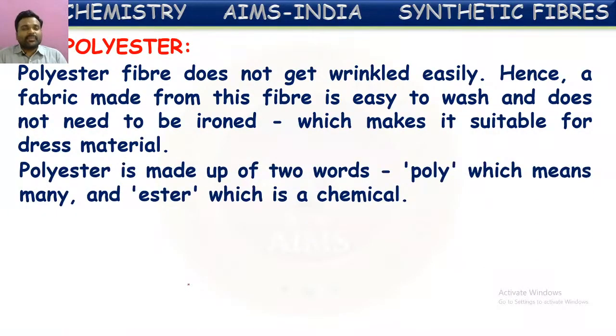Next, the name polyester is made up of two words. They are poly, which we already mentioned in terms of polymer. Poly means many, and ester is one of the chemicals. So the chemical ester is combined chemically a number of times, and this polyester is made. Ester is one of the chemicals. So it has ester molecules. These many ester molecules are combined together to form polyester.